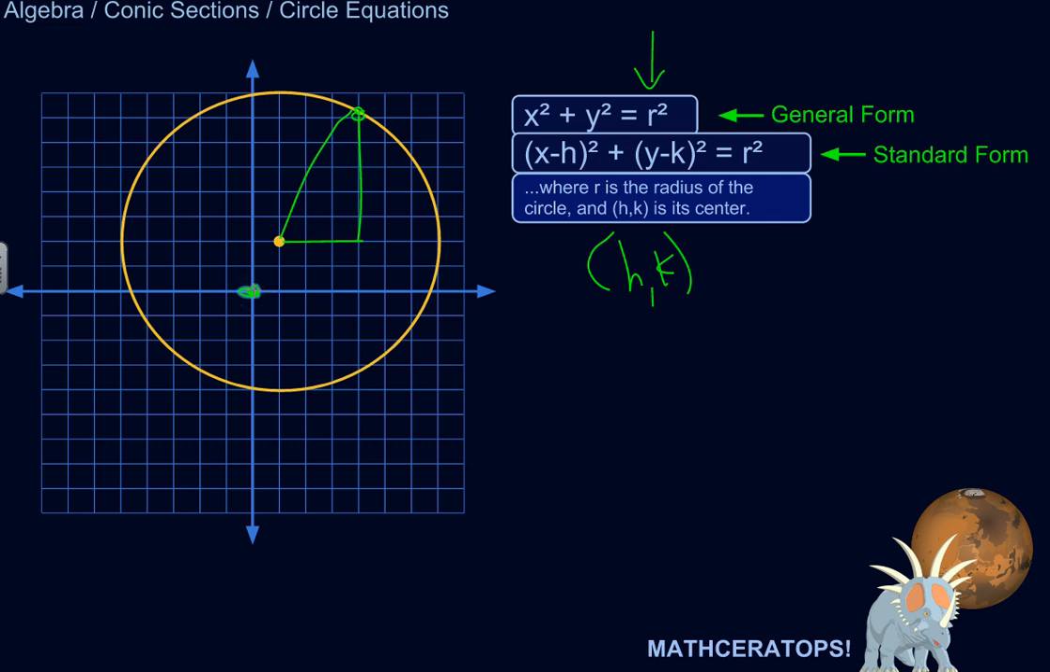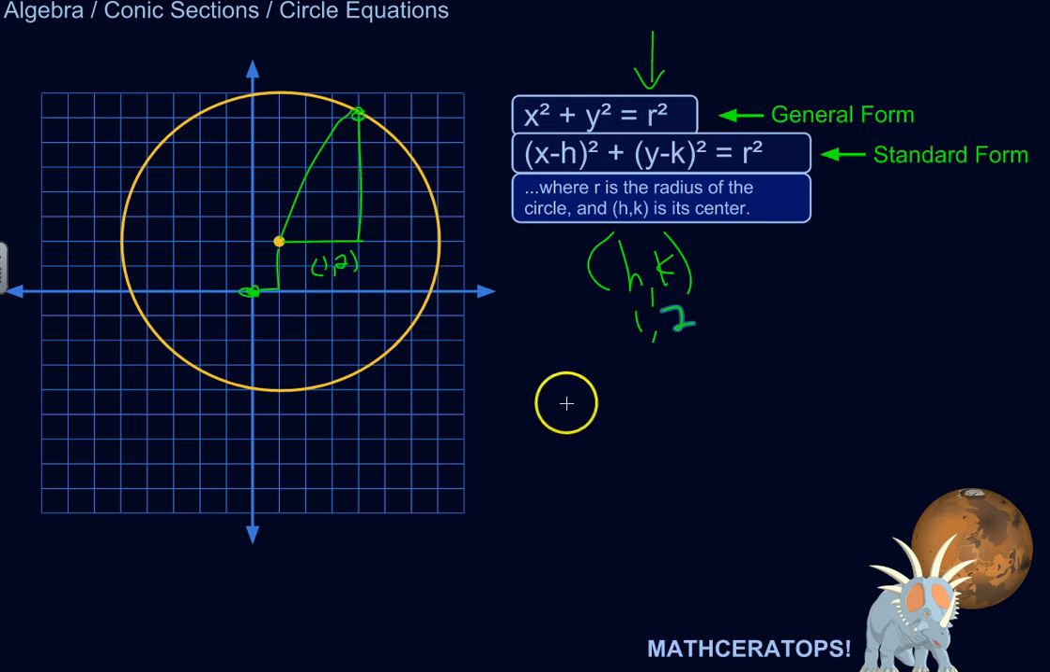So here, that's what happened with this circle over here. Here's the origin, but the circle's center is not there. The center is at the point (1, 2). So h is 1, k is 2. So we could write an equation for this circle, actually, that's showing up here.